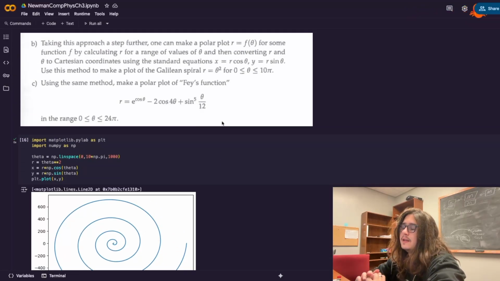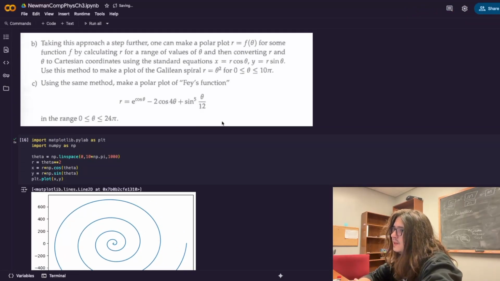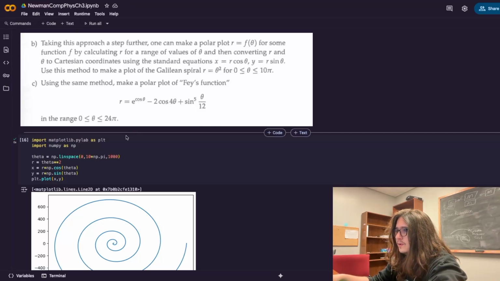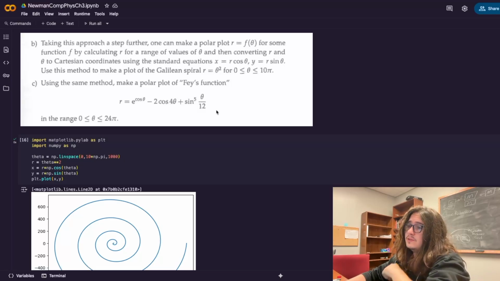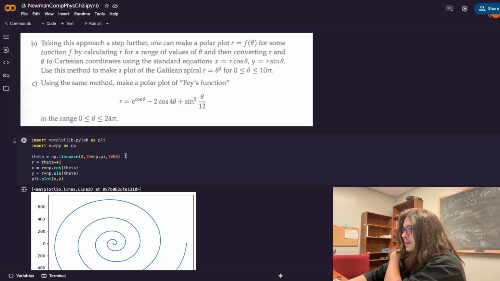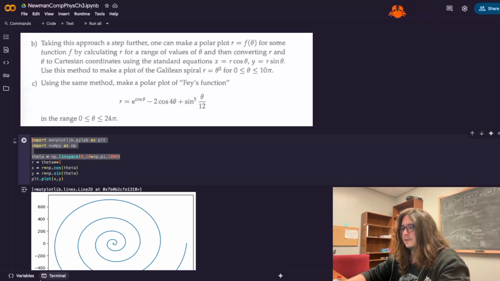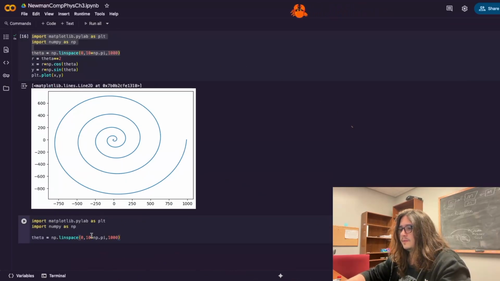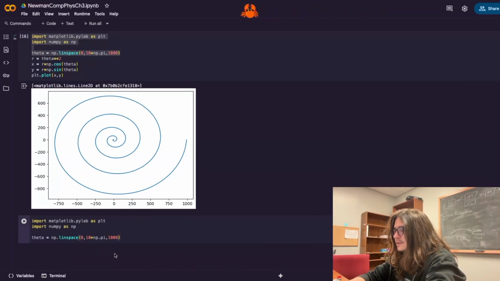The last one is a plot of the phi function. That is r equals that junk there from theta equals 0 to theta equals 24 pi. So I'm going to grab this chunk of code again, copy it into the next code cell, but then make it so that the domain extends to 24 pi, right?